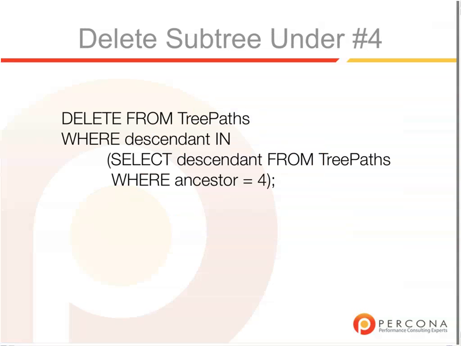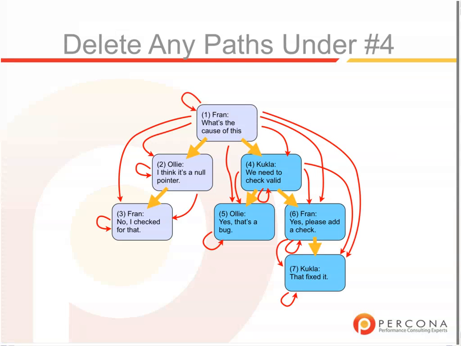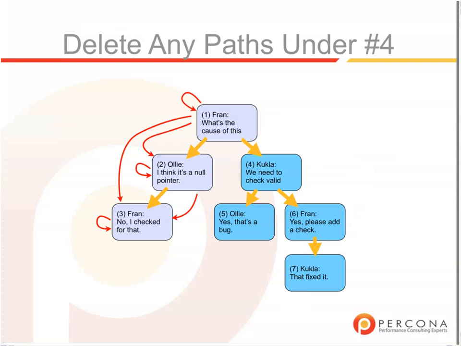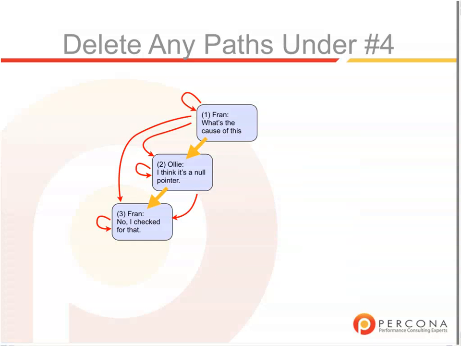If we need to delete a whole subtree, we want to select for all the paths that start from the root of that subtree and then delete all the paths that terminate in any of those descendants. So here's the way that looks graphically. If we want to delete the subtree starting at node number 4 and all the nodes beneath it, we remove all the paths that terminate in any of those descendants. And then we can remove the nodes themselves.